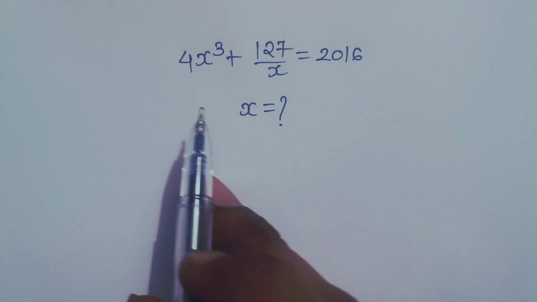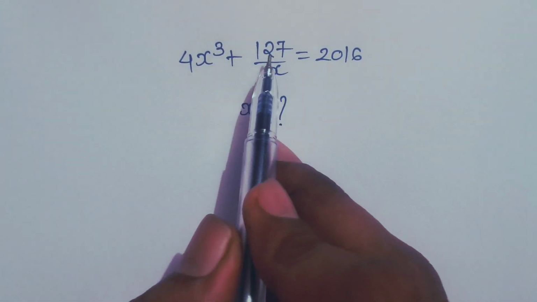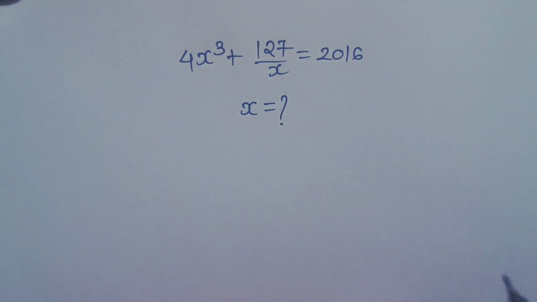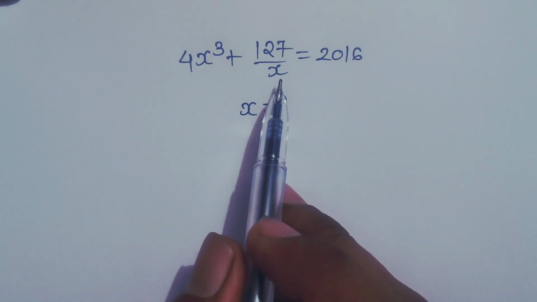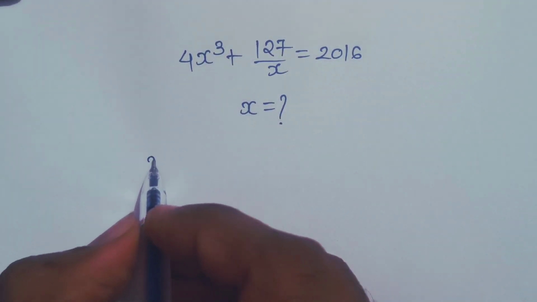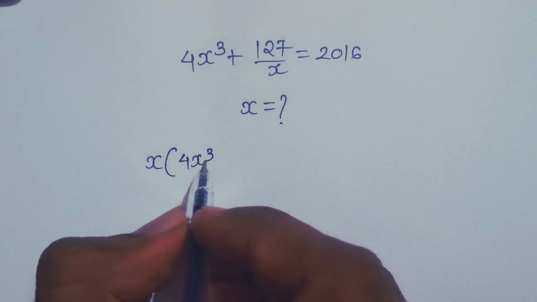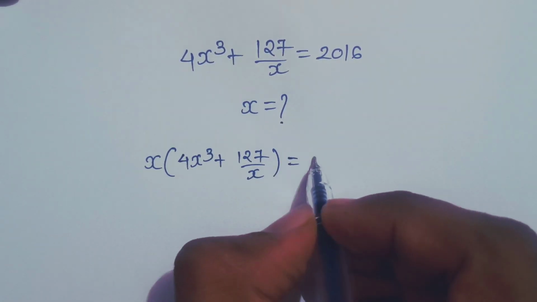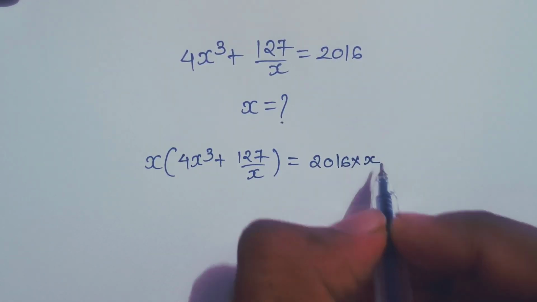Hello student, today's question is: 4x cube plus 127 upon x is equal to 2016, then find the value of x. First of all, x is not 0. Why? Because x is in the denominator. Multiply both sides by x, which means x into (4x cube plus 127 upon x) equals 2016 into x.